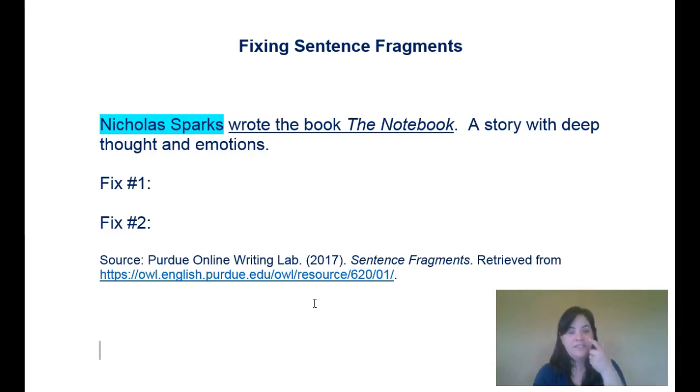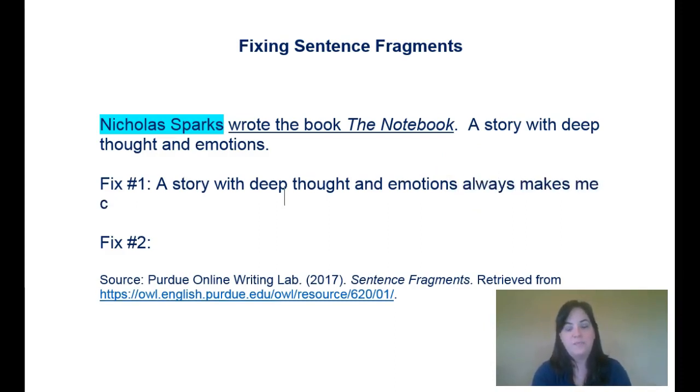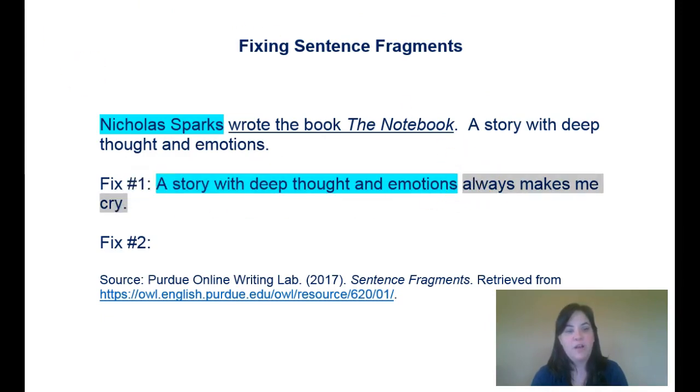So, how would I fix these sentence fragments? Well, the first thing I would do is add the word or phrase to add what's missing. I already said that I think this sentence fragment does not have a predicate because it doesn't have a verb. So if I assume that this, a story with deep thought and emotions, is the subject, I need to add the predicate to it. So I'm going to say, a story with deep thought and emotions always makes me cry. Now I have a subject, a story with deep thought and emotions, and I have a predicate, it always makes me cry, and I have a complete thought. So I fixed that fragment into a complete sentence.